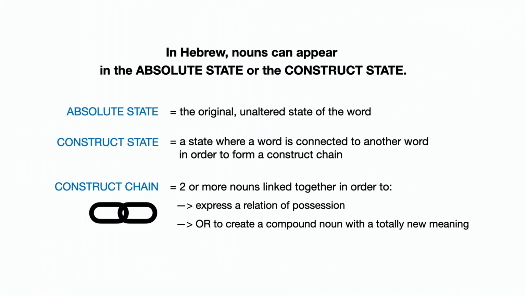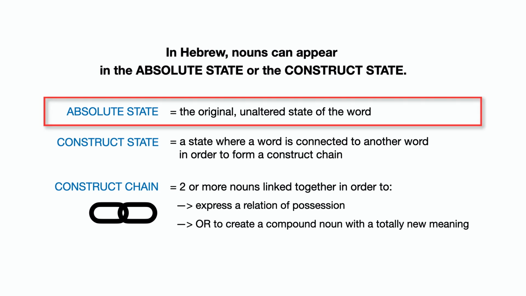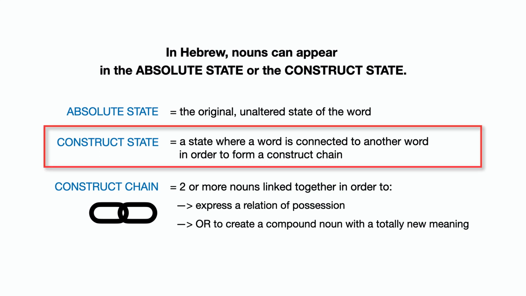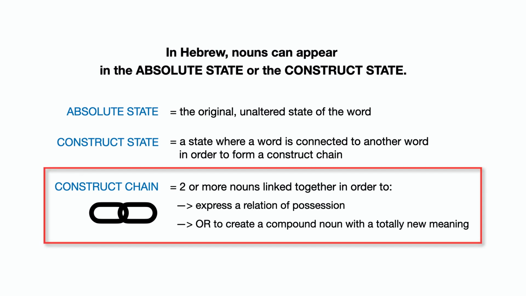In Hebrew, nouns can appear in the absolute state or the construct state. So what is the absolute state? This is the original, unaltered state of the word. The construct state is a state where a word is connected to another word in order to form a chain of words, to express something particular. A construct chain is therefore two or more nouns linked together in order to express a relation of possession or to create a noun with a totally new meaning.